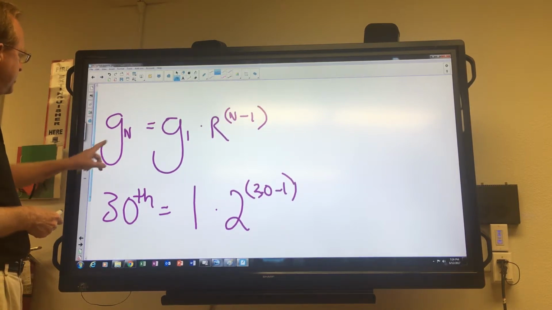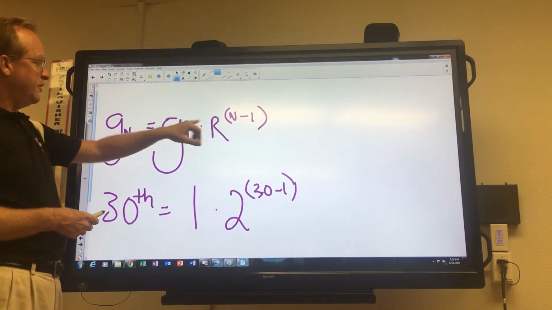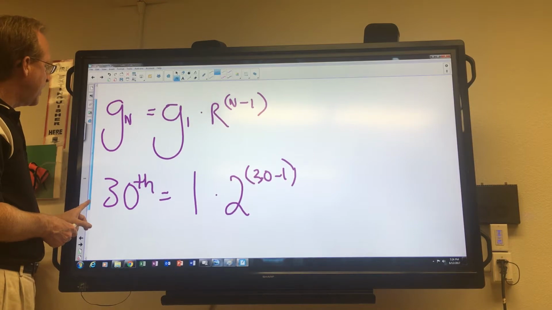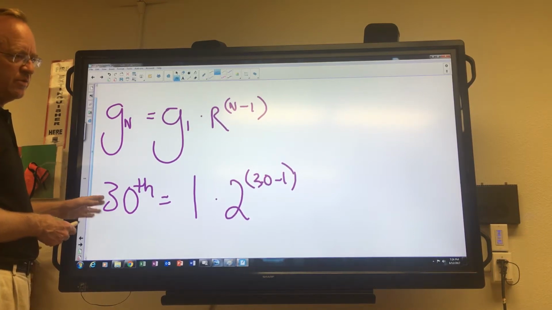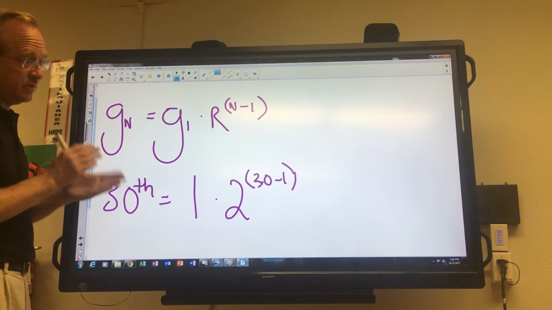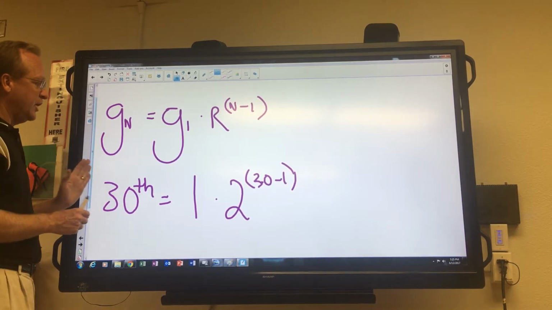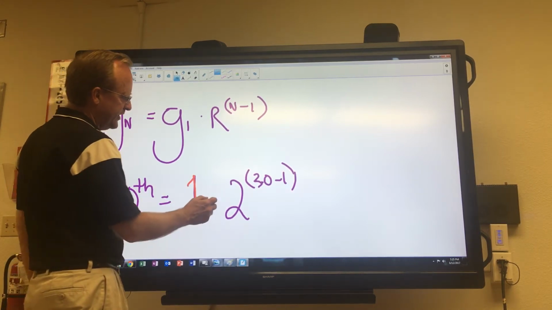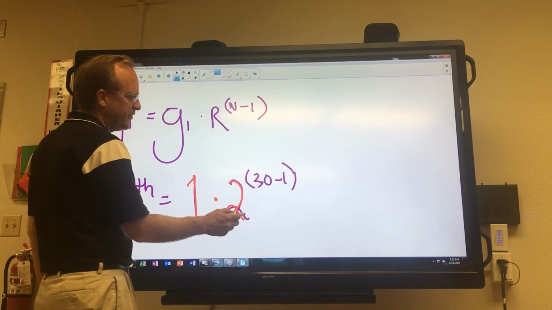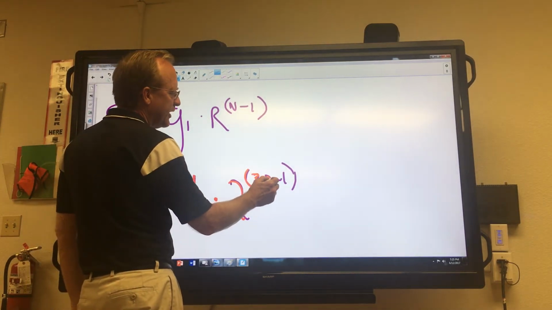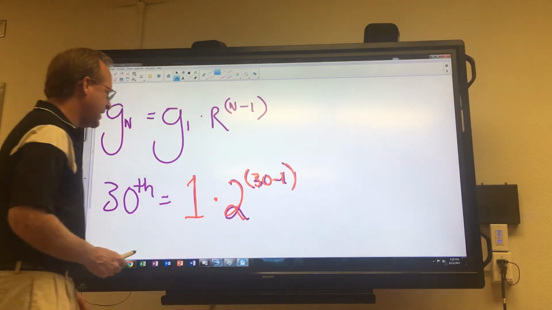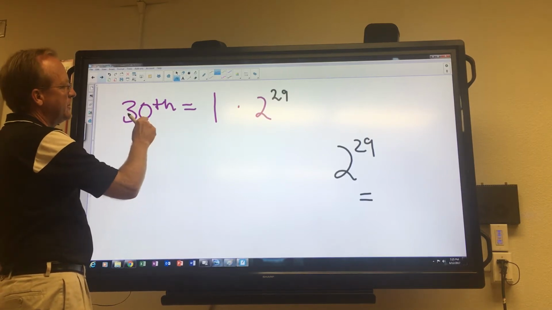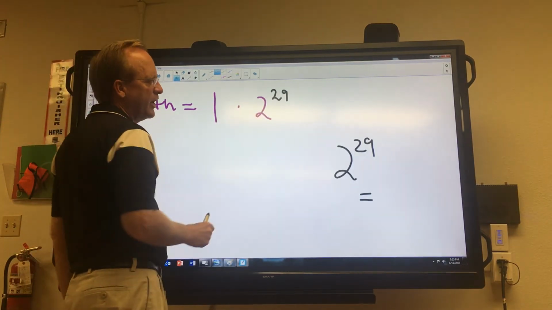So what we'd have is g sub n is equal to g sub 1, the first term, times the ratio to whatever power. So the 30th term, remember the first term is just one cell. You don't start dividing. So that's going to be important in just a second. So it becomes the first cell was 1 cell times the common ratio, which was 2, to the power 30 minus 1, 29. Okay? So it looks like the 30th term is equal to 1 times 2 to the 29th power.